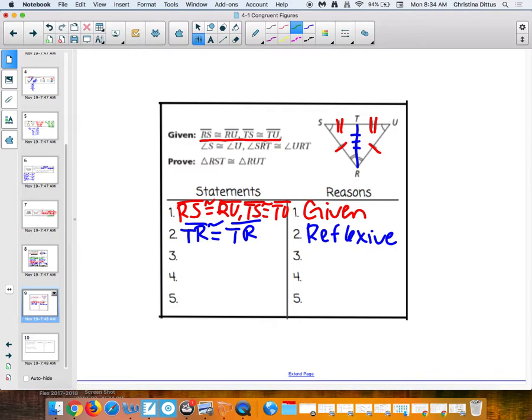Okay, are we good on all three sides? Do we have all of them? Let's move on to angles. Mark our angles. It says S is congruent to U. Mark it. And it says SRT is congruent to URT. Mark it. Once you've marked it, what should we do? Put it down in the statement. Write it all down.